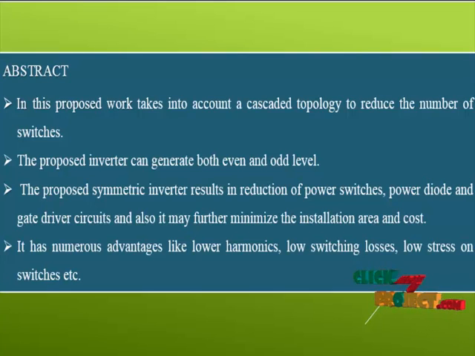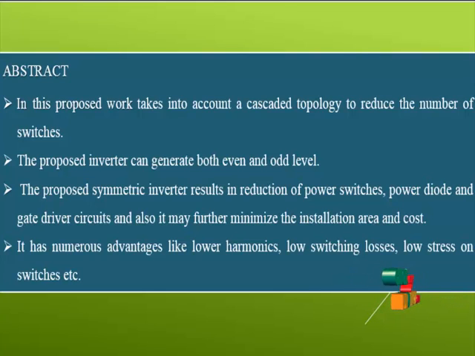Next we see about the abstract of our product. Multi-level inverters have gained popularity in various fields like photovoltaic systems, HVDC systems, FACTS devices, industrial drives, etc. They have numerous advantages like lower harmonics, low switching losses, and low stress on switches. There are different topologies available, like neutral point or diode clamped inverter, flying capacitor inverter, etc., each having its own advantages and disadvantages.